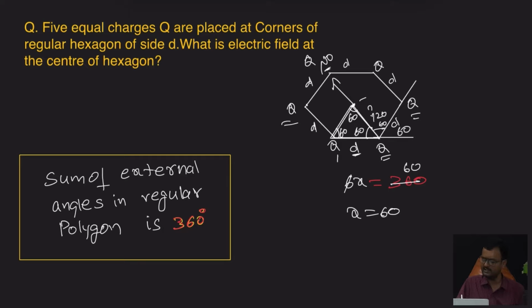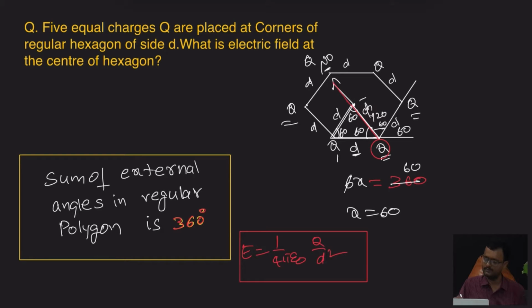One of the sides is given as d. This distance is d. The electric field due to this charge at the point is 1 by 4 pi epsilon naught q by d square. So this is the electric field strength, that is 1 by 4 pi epsilon naught q by d square.